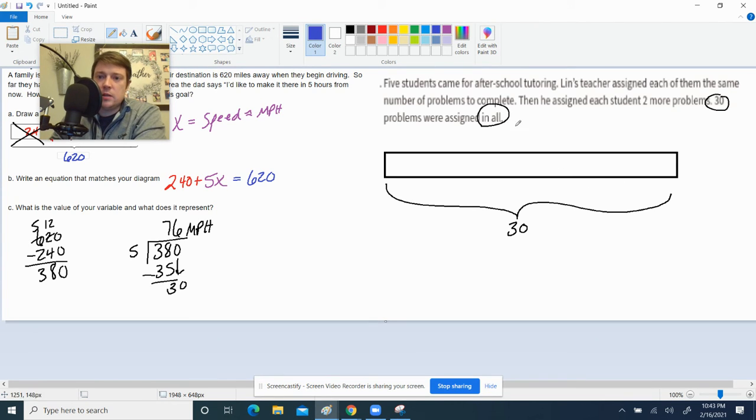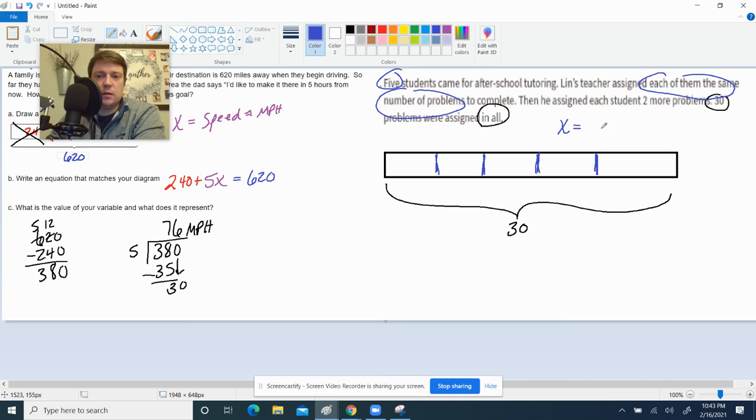And those are words that I can get right here. He assigned each of them the same number of problems, and there's 5 of them. So that lets me know I'm going to split this up into 5 equal sections, right? Think of this as student 1, 2, 3, 4, and 5. Everybody gets the same amount of problems, right? Nobody's getting special treatment. We don't know how many problems they get at the get-go, right?